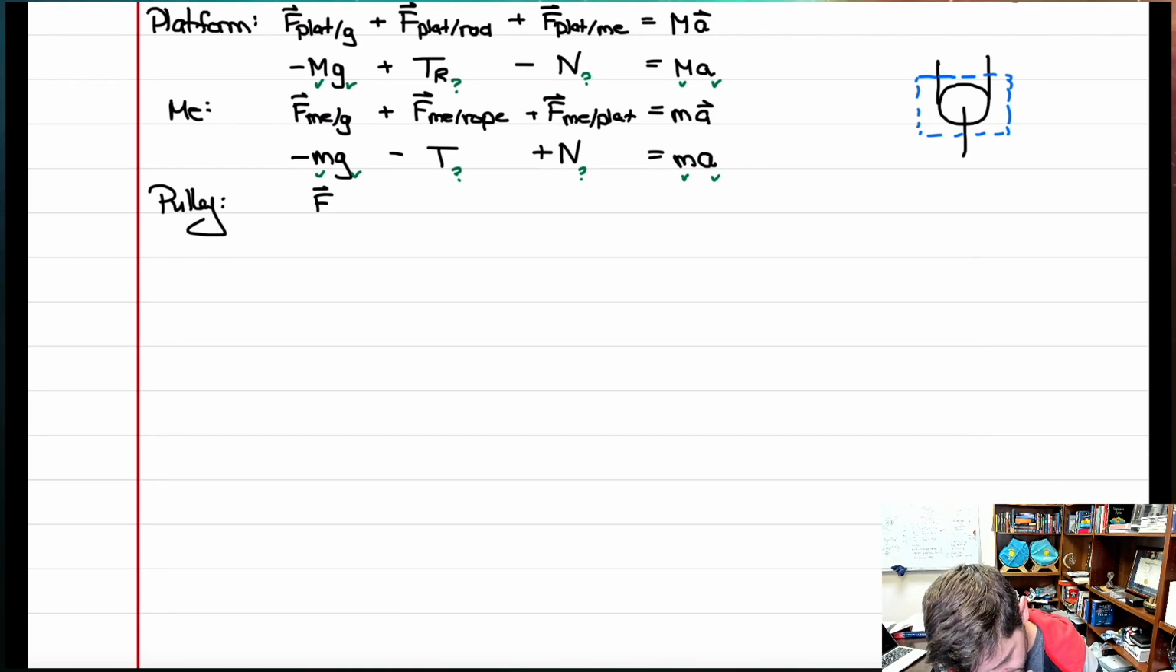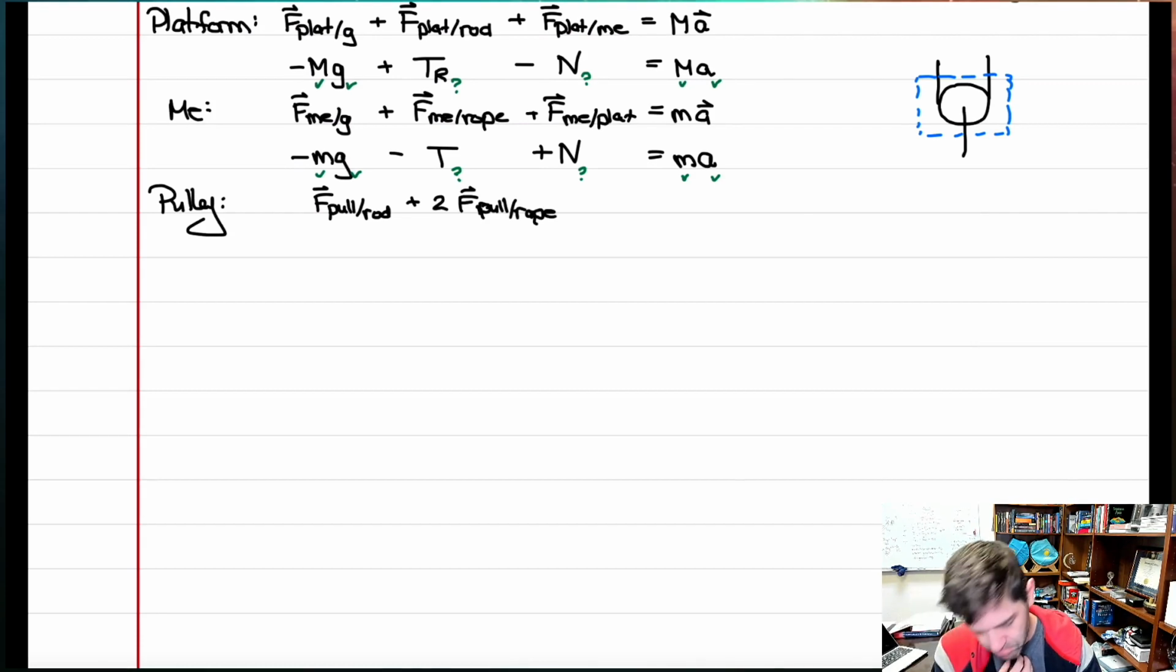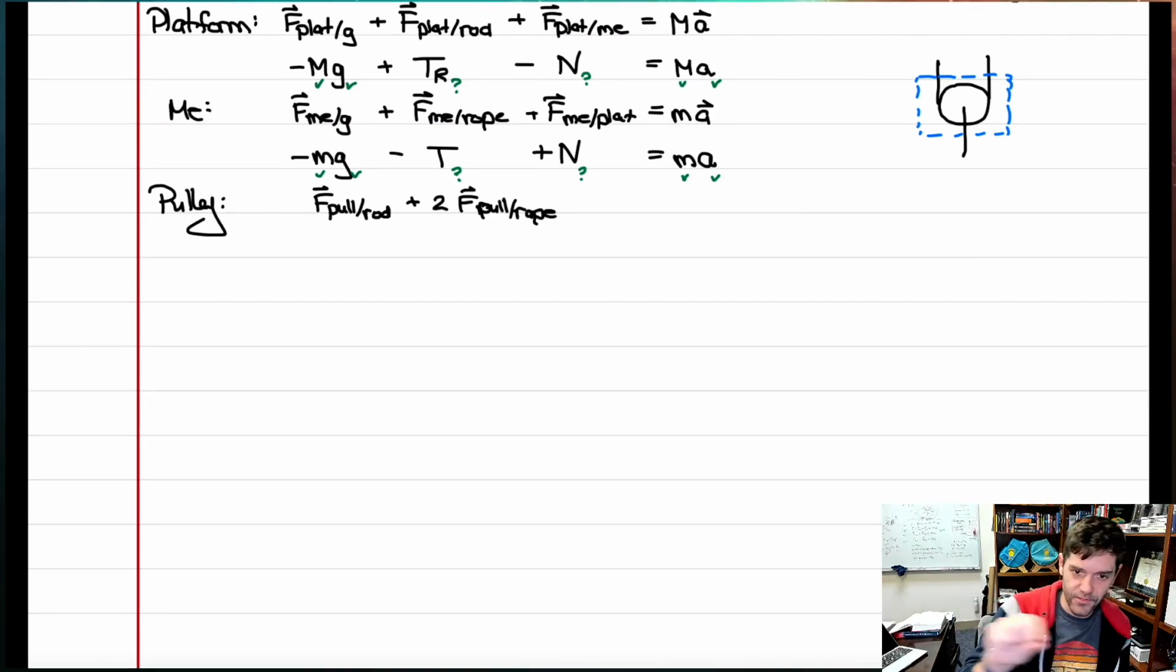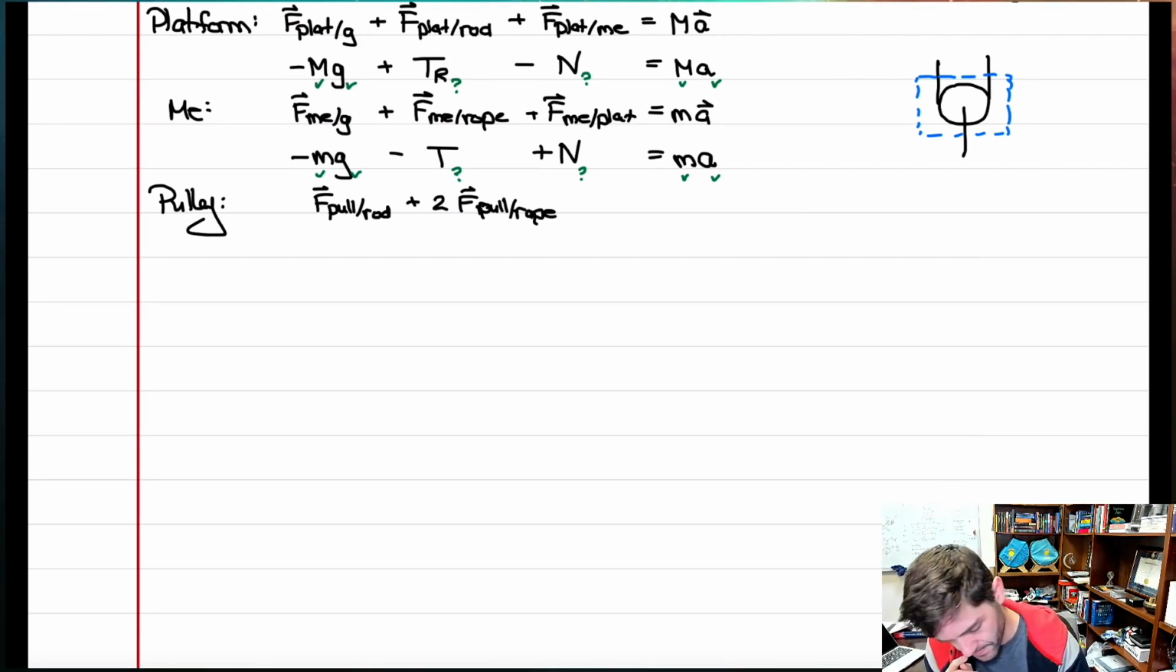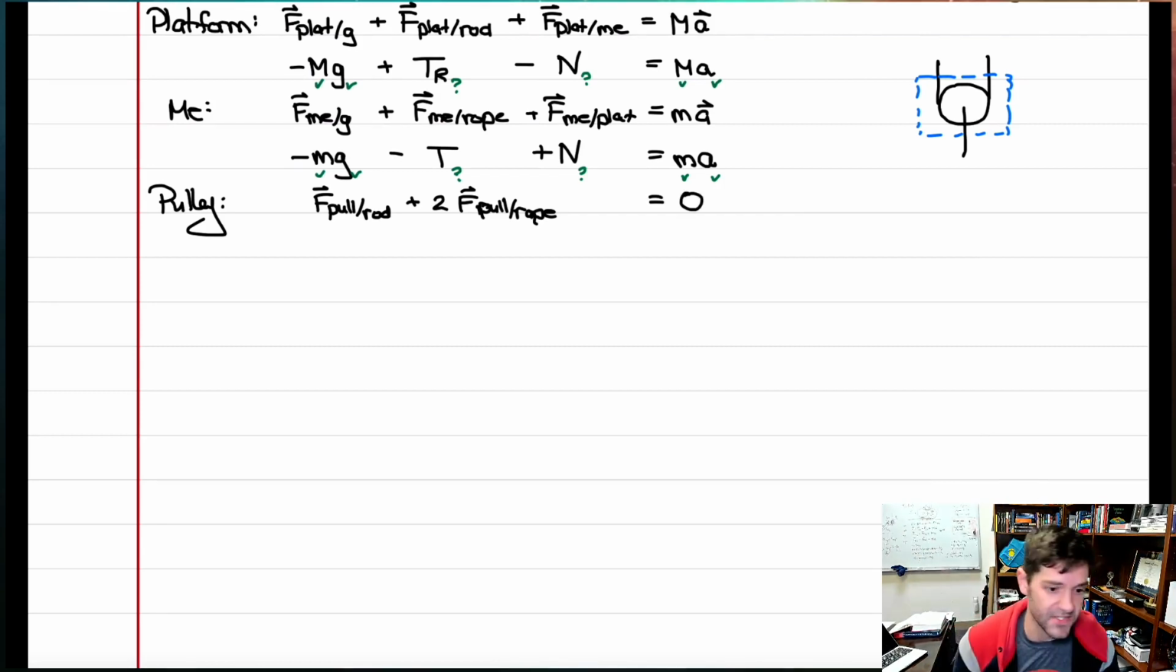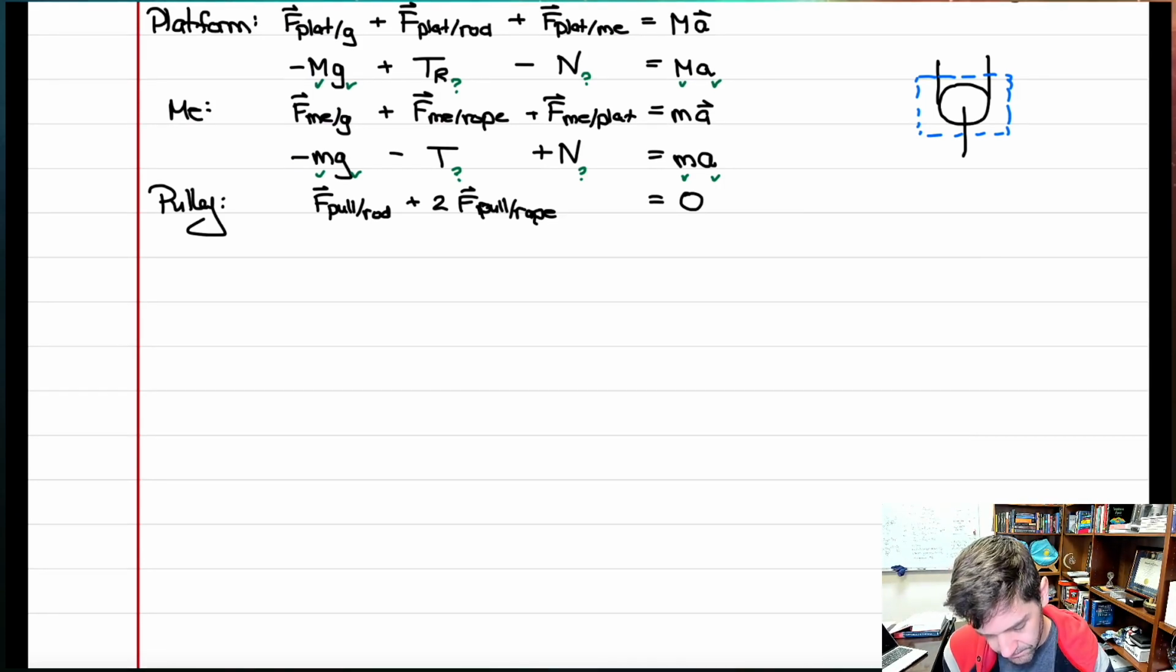let's see, so force on pulley from rod, and then there is twice the force on pulley from rope, because the rope is touching that box I drew at two locations, so the force has to appear twice. And I expect them to be both pointing in the same direction, which is why I wrote 2 times the vector F pull on rope. This is a massless system, so these things better be equal to 0 when I add them together, or the net better be 0.